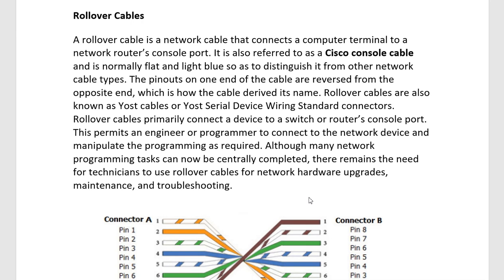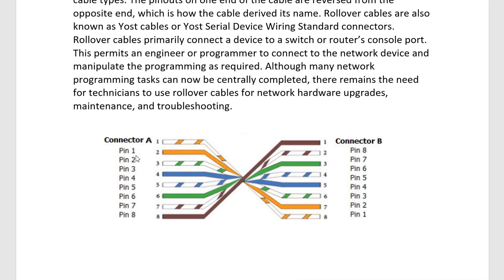Now, where does it get the rollover name? Because the wires are rolled over from one side to the other side. That means if one side has the pin color coding from 1 to 8, then the other side will be reversed, going from 8 to 1. Now there is no standard here, no T568A or B standard, it is simply the reverse of the first side. So whatever color code you use on one side, you just reverse it on the other side, and it becomes a rollover cable.